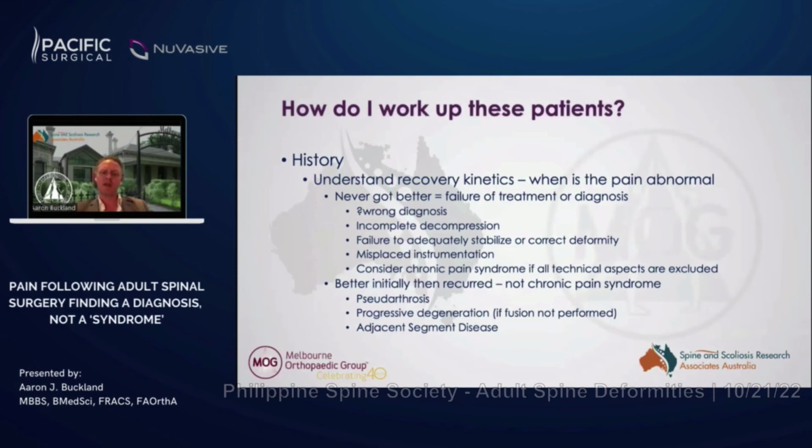If they never got better, consider that it's a failure of your treatment, or it's even a failure in diagnosis, and maybe you didn't have the diagnosis to start with. So you need to investigate further and be critical of yourself to look for these errors. If it was better initially and then recurred, it's not a chronic pain syndrome. It's a pseudarthrosis. You've got an adjacent segment problem, proximal or distal junctional problem, or progressive degeneration in a level that wasn't fused. So don't just put them in the chronic pain basket, as many pain specialists do.